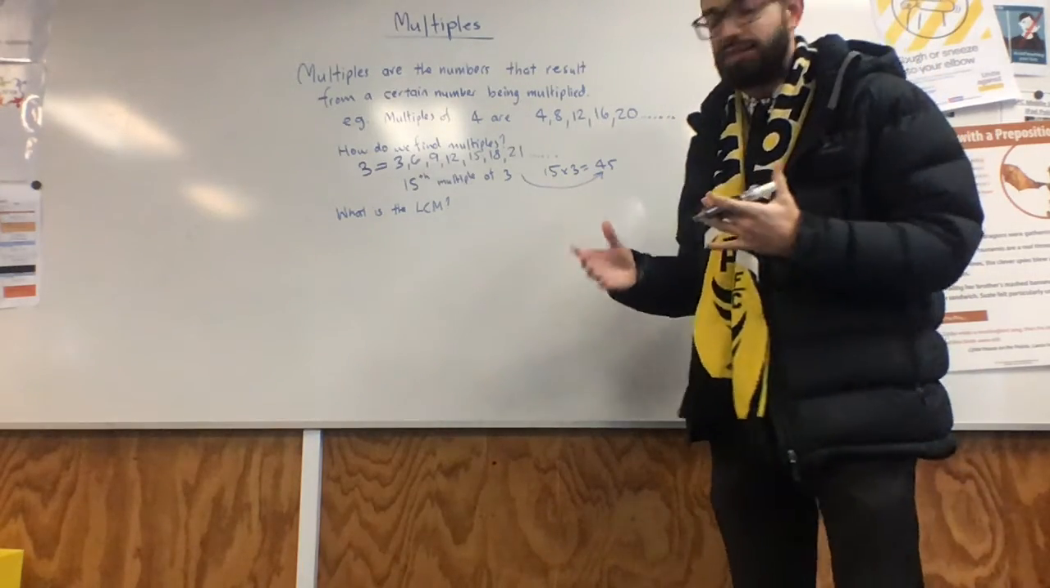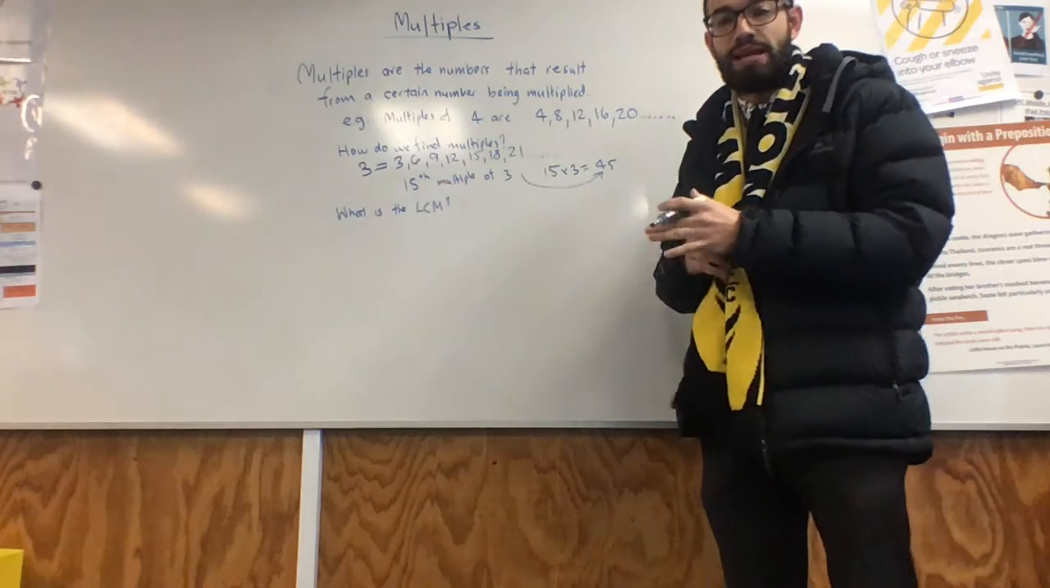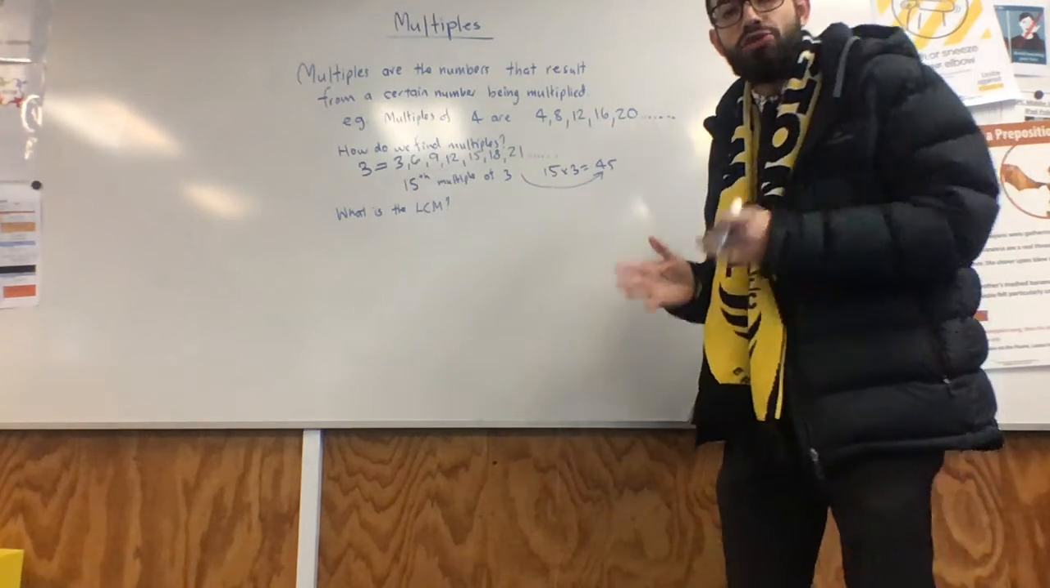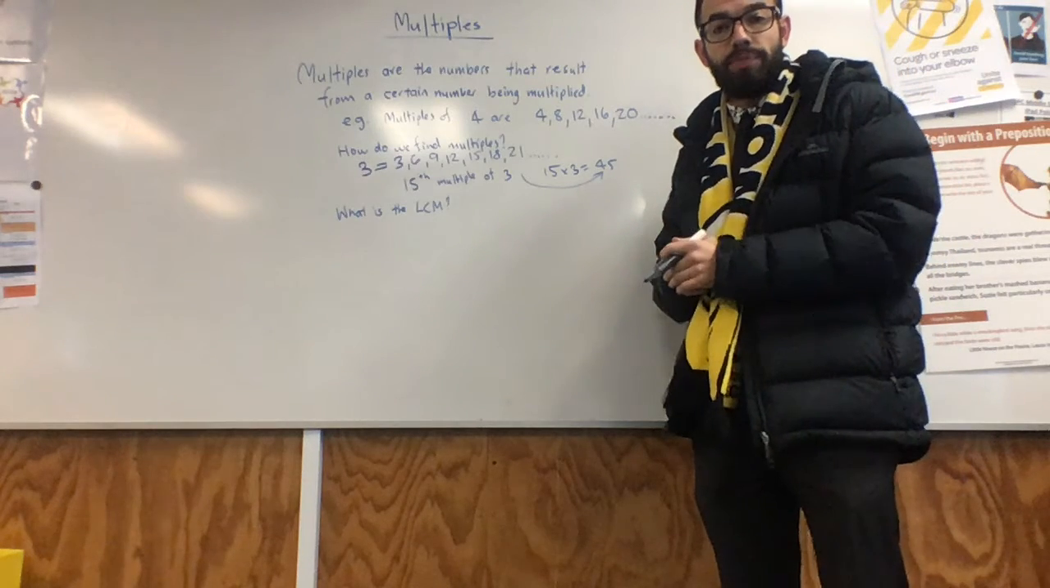Sometimes they will ask us for the 15th, or the 10th, or the 12th, or the 3rd, or whatever multiple of a number. All you need to do is multiply those two numbers together.